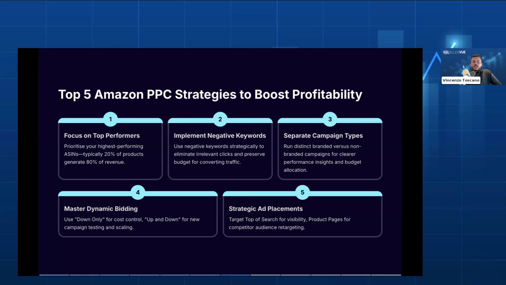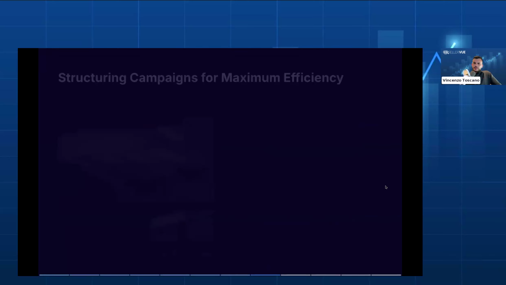And the final one is placement optimization, to which I will now add an extra bracket: audiences. A lot of times people are not focusing on top of search, rest of search, product detail pages. Put a lot of focus on that. You're going to be surprised how many times you have better conversion in certain placements that you're not leveraging.